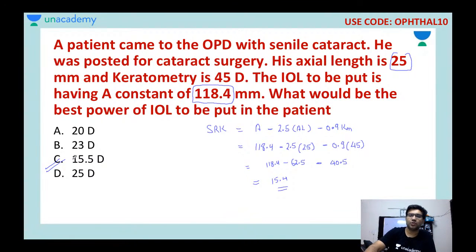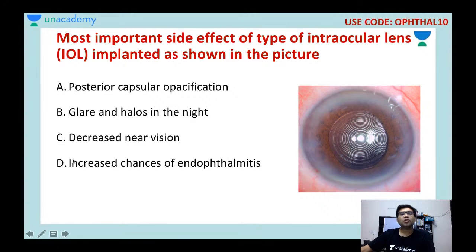Okay, let's move to our next question. So next question is, most important side effect of the type of intraocular lens implanted here as shown in the picture is, your options are posterior capsule opacification, glare and halos in the night, decreased near vision, increased chances of endophthalmitis. What can be your potential answer? So what is this type of lens? What is this lens called? This lens is a multifocal lens.